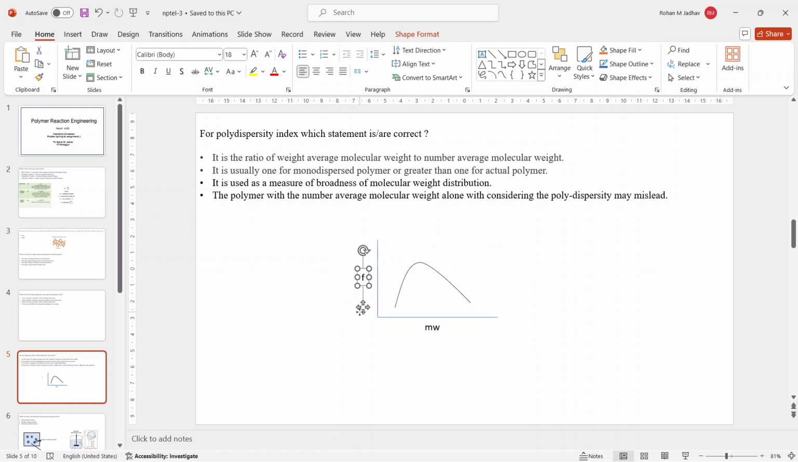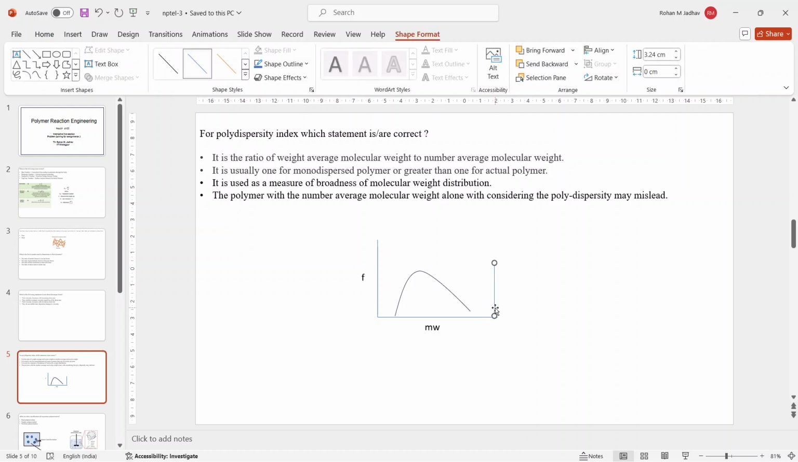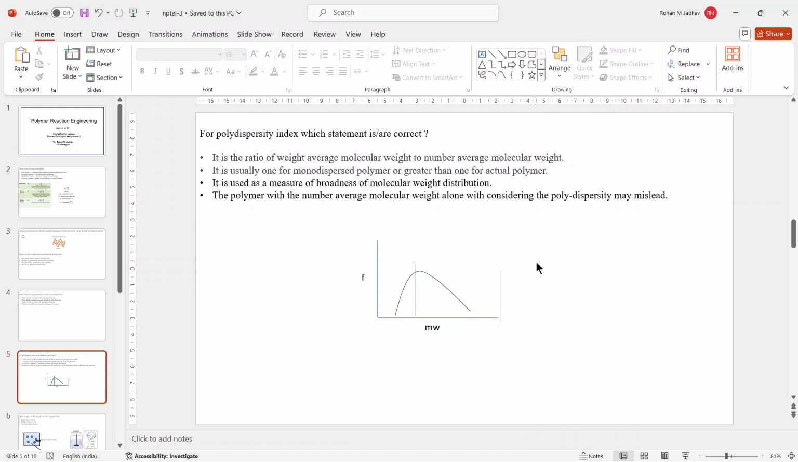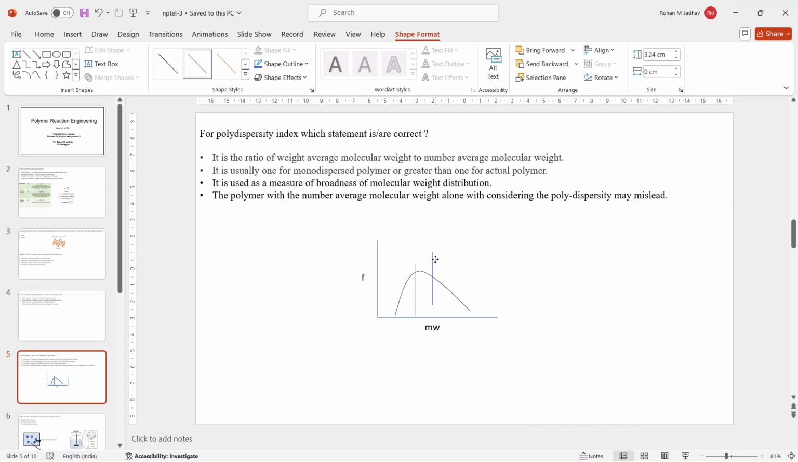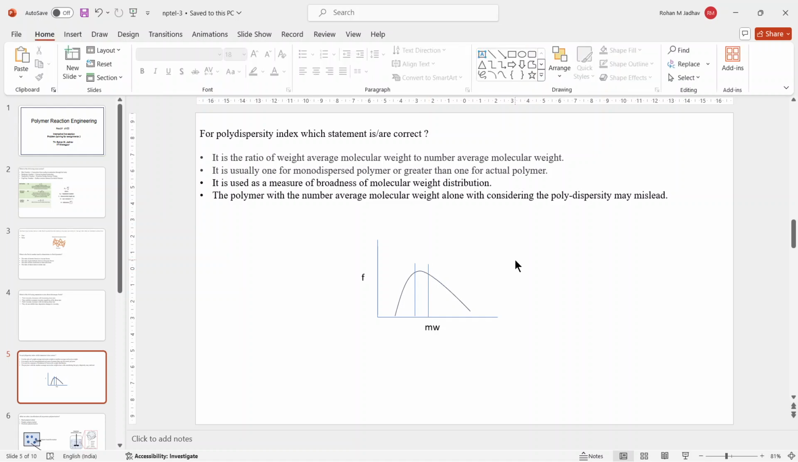So what's happening is the broadness of this curve right here is what defines the polydispersity index. And why is it a ratio? I will tell you. When you're defining the number average molecular weight, let's position it right here. So the first stick is the number average molecular weight. The second stick I will position right here will be the weight average molecular weight. As we already know, the weight average molecular weight is higher than the number average molecular weight.